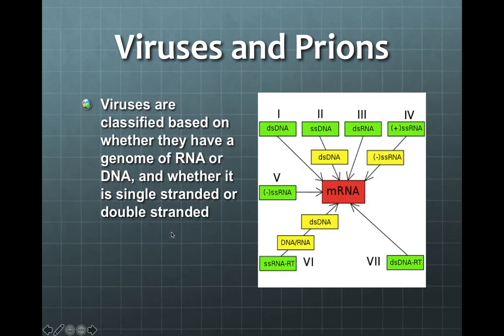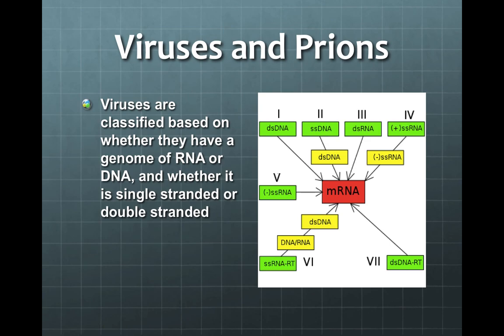Viruses are classified based on whether they have a genome of RNA or DNA, and whether it is single-stranded or double-stranded. So you can have single-stranded DNA. So you have classes 1, 2, 3, 4, 5, 6, 7. Like 1 is a double strand of DNA, 2 is a single strand of DNA. You don't have to know all of these, you just need to know that some are RNA, some are DNA, and some are single-stranded and some are double-stranded. I'm not going to ask you which.